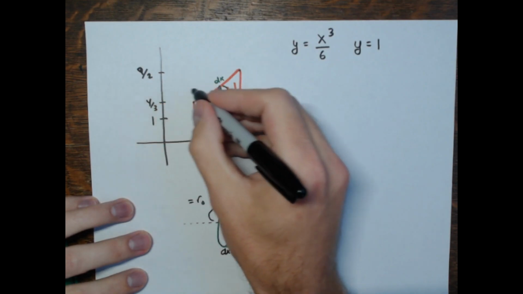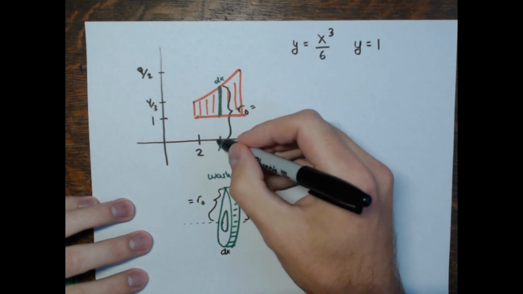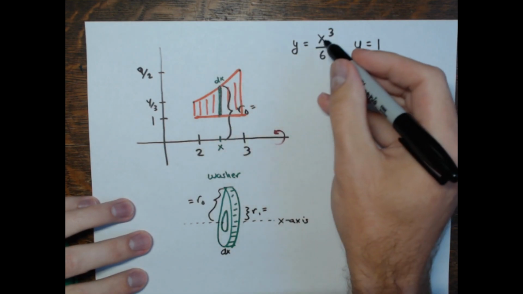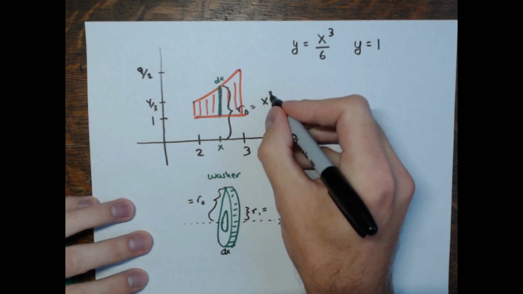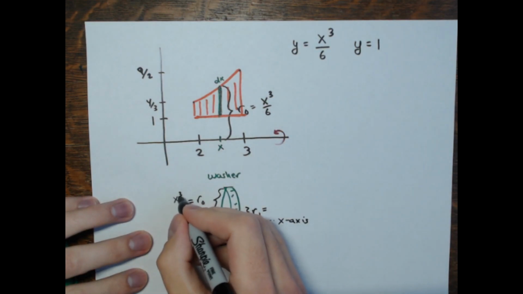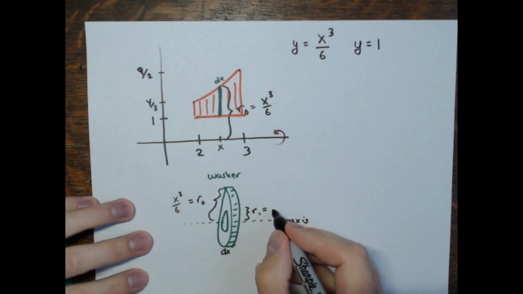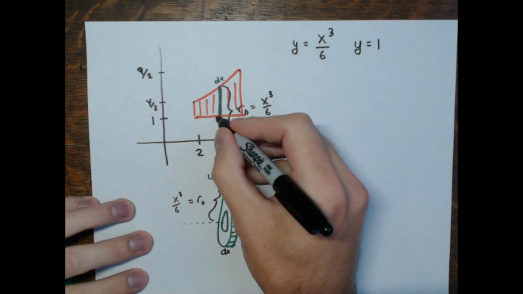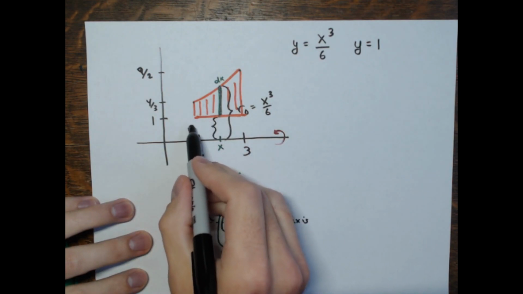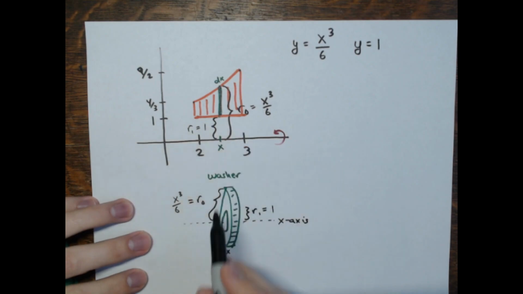which will just be the y-coordinate of that top curve, from the x-axis to that y-coordinate. And the y-coordinates on that top curve are x cubed over 6. And the inner radius is just 1. The inner radius is the distance from the x-axis to the bottom curve, and that's 1 unit the entire time.